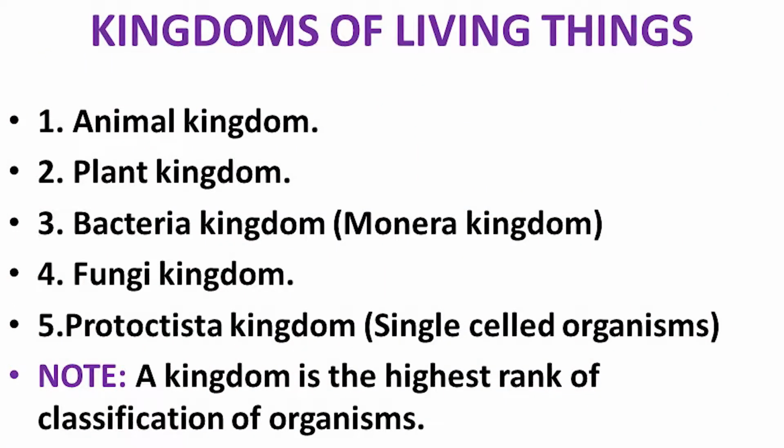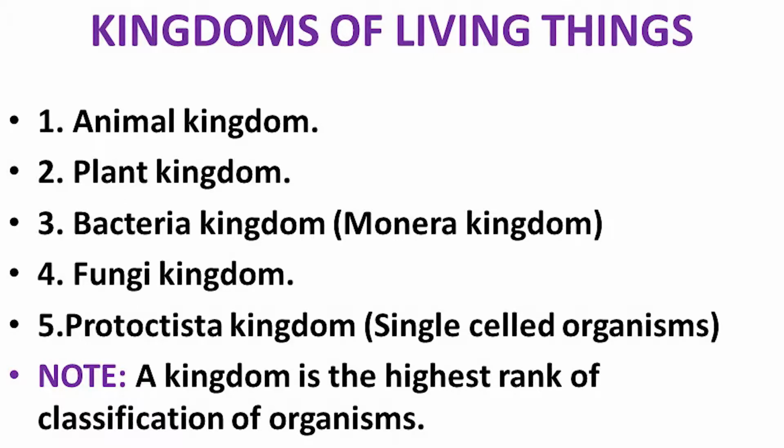Now, we talked about those two as some of the groups of living things. But we actually have around 5 kingdoms of living things. First of all, a kingdom is the highest rank of classification of organisms. So when we are grouping organisms, we group them from the smallest class, and as we go above, the last one will be a kingdom. It is the highest rank of classification of organisms.